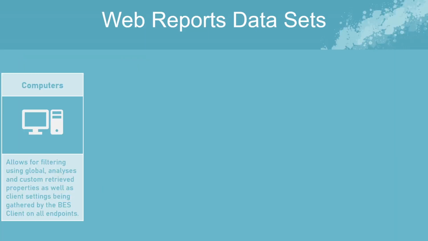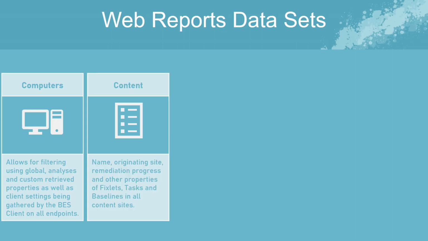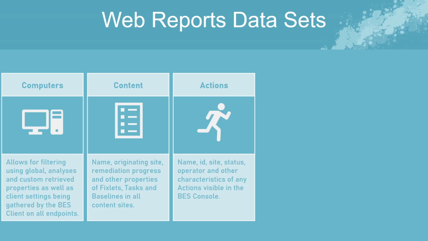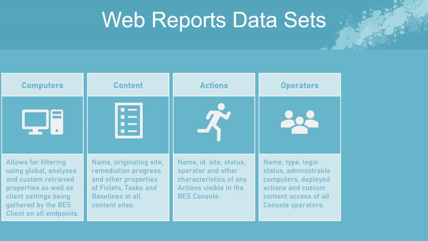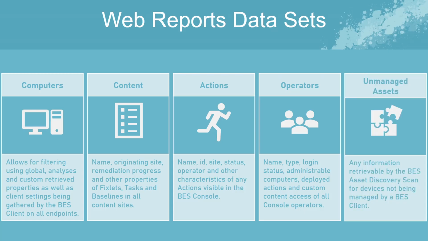Computers reports on all the different properties resulting from managed client queries. Content displays information about fixlets, tasks, baselines, and data like what their deployment progress is across the endpoint population. Action shows pertinent information about actions taken, including their ID, status, issuer, and so on. Operators reports on the characteristics of platform operators and their level of access. And unmanaged assets displays any information retrieved by the asset discovery scans.